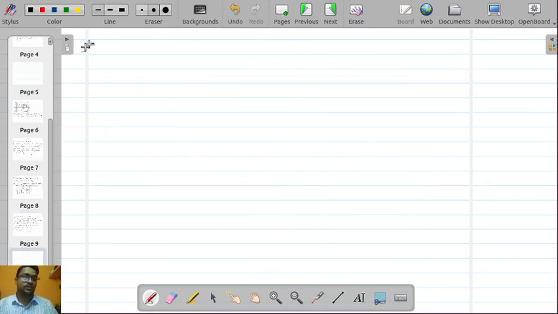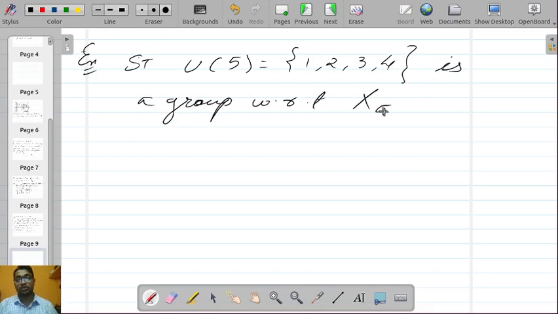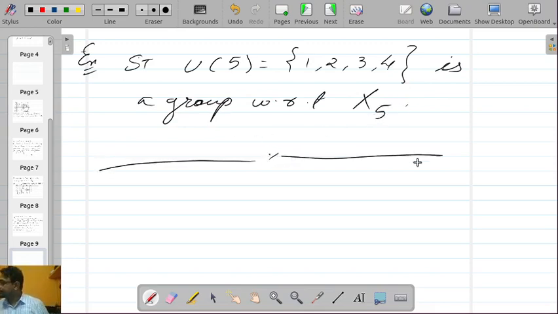Similarly, you can try other exercises. Show that U5, which is equal to {1, 2, 3, 4}, is a group with respect to multiplication modulo 5. So these things can be done. So almost we have done all the examples of groups.